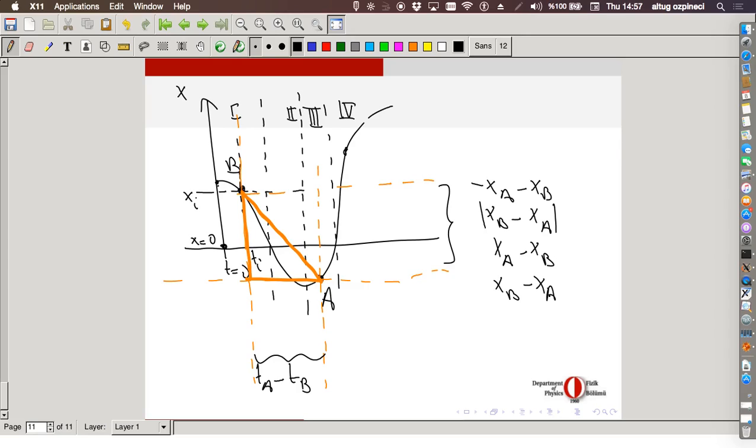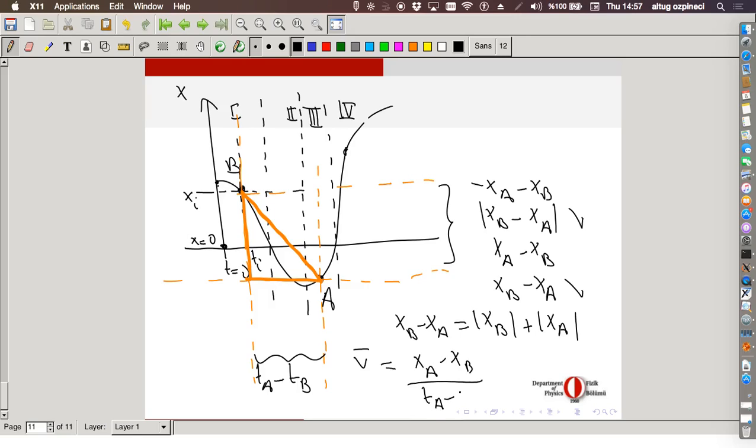Why XB minus XA? Okay, so you are saying that at least it will be the absolute value of XB plus the absolute value of XA, which is nothing but, since XB is positive, XB minus XA. Okay, so this is the answer. But since this is positive, both this one is correct and this one is correct. Yes, that is the next point. You see, average velocity is XA minus XB divided by TA minus TB. It is not XB minus XA.